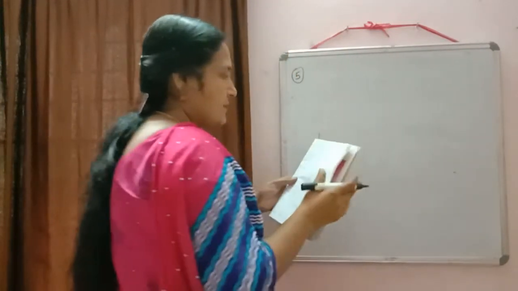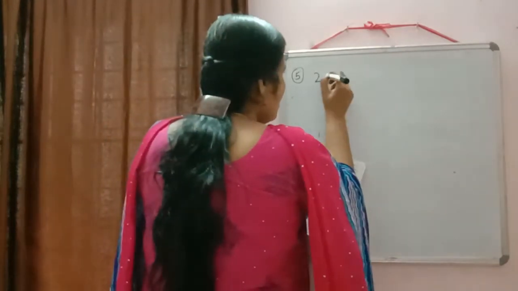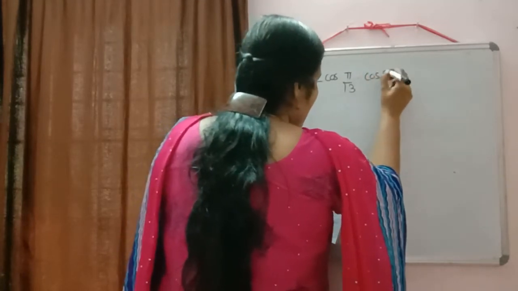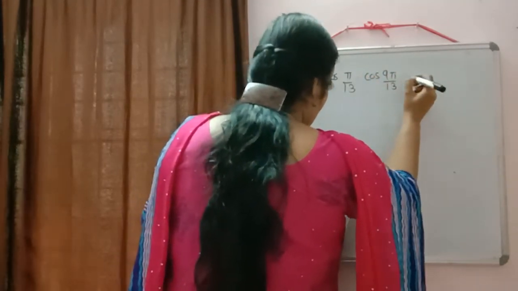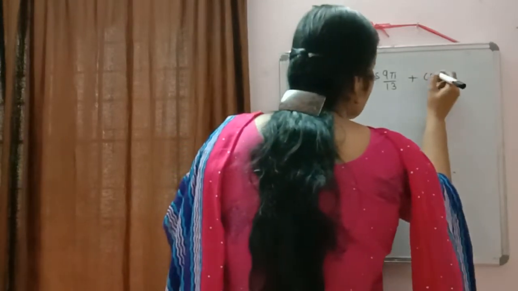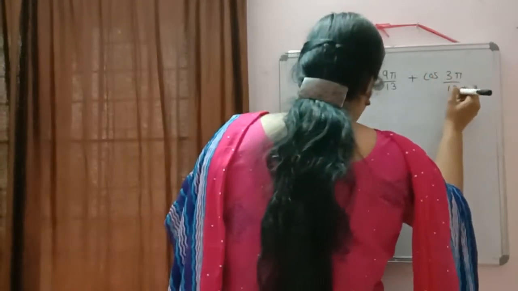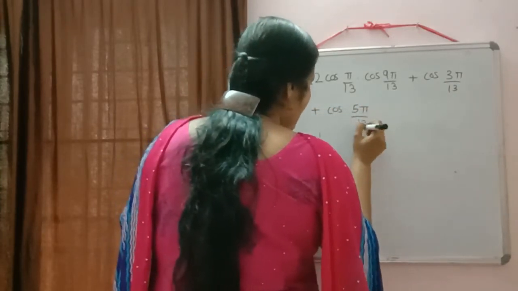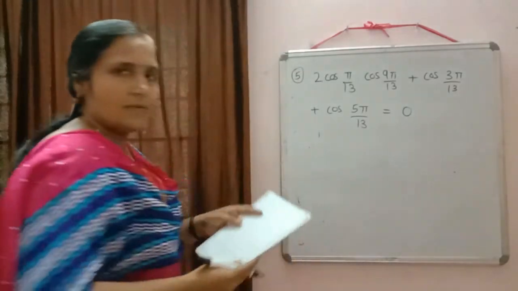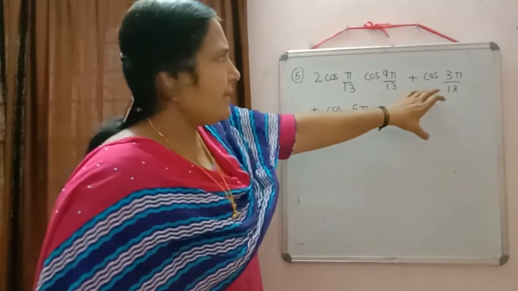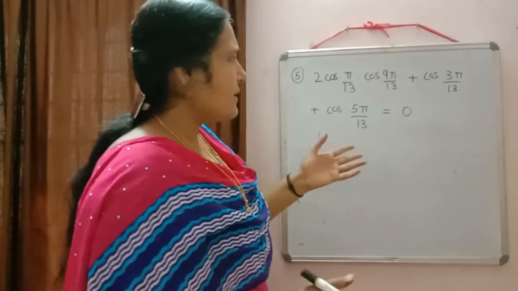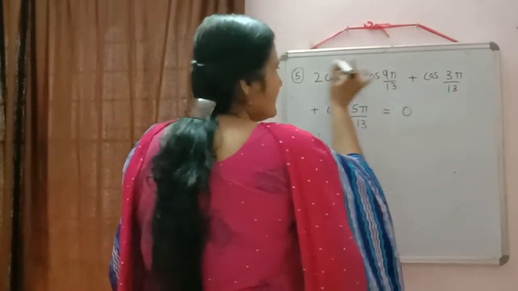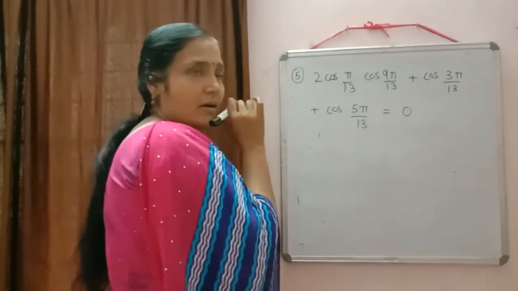Question number 5 is, prove that 2 cos pi by 13 into cos 9 pi by 13 plus cos 3 pi by 13 plus cos 5 pi by 13 is equal to 0. Okay. Now, the second and third ones are alone. They are not written in the form of addition or subtraction. So now we will check whether we can write this one in the form of addition or subtraction.